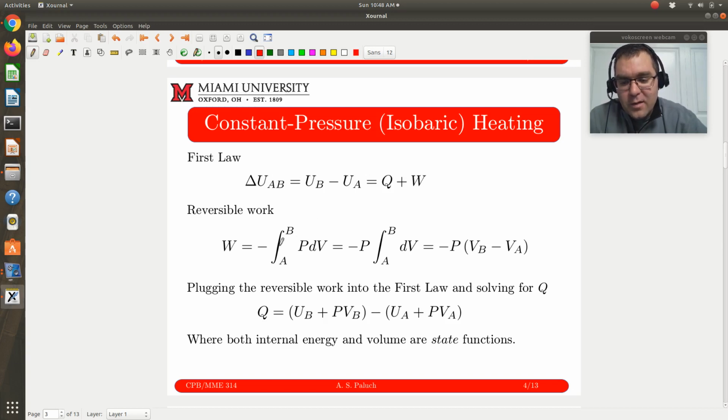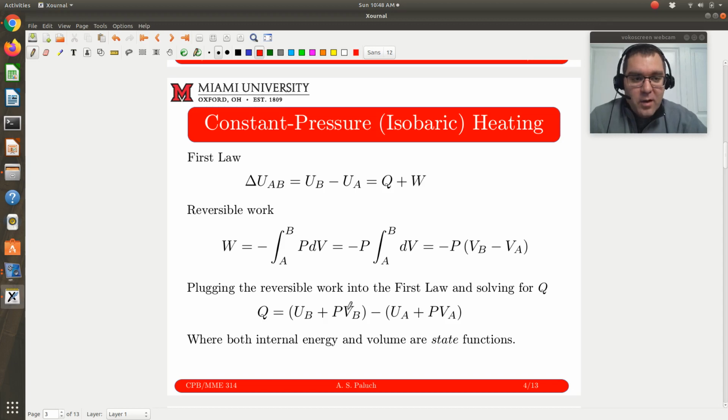Now with regards to my work term, if pressure is constant, reversible work is the negative integral of P dV. P is constant, so I bring it out. The integral from A to B of dV is just negative P times (VB minus VA). So if I plug it in and rearrange, I find that Q is equal to (UB plus PVB) minus (UA plus PVA).